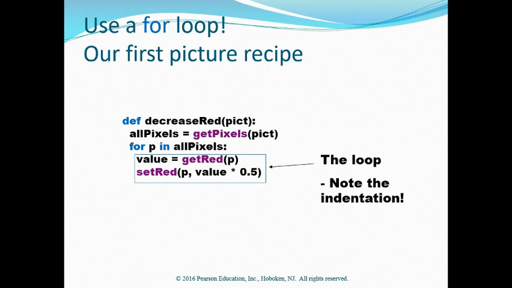So like I explained, we define decrease red and it passes in a picture object. All pixels is a variable which equals get pixels of the object that you pass in, pick. And then for p in all pixels, so it goes through this massive array depending on what picture you pick. And then we have inside the for loop, we can see that box around there. Note the indentation. The value equals get red, so we're getting the red at each pixel, assigning it to a variable called value. And then we call the function set red, which takes in the pixel p, and then we multiply the value times 0.5 to get 50% of the original value.